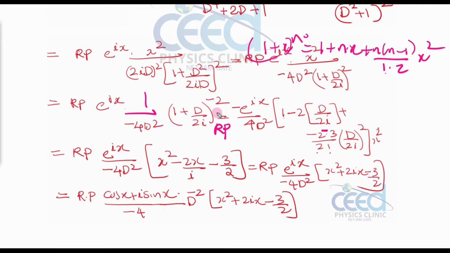Here we have x square. Keep all the terms here, so here we have an x square, into x square that I have shown here. That is the real part of e raised to ix divided by minus 4d square. See, when I am multiplying this, the 2 cancels, so 1 minus d by i into x square.